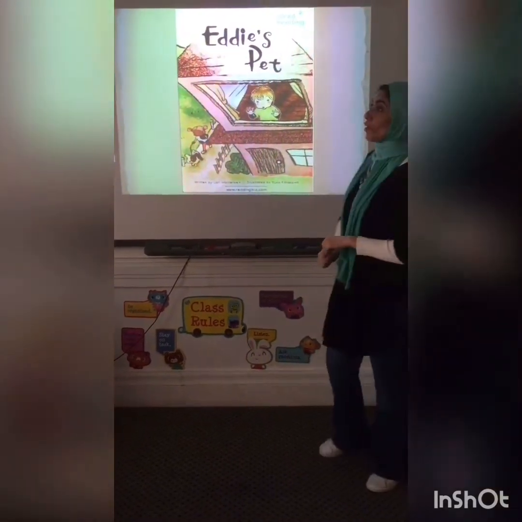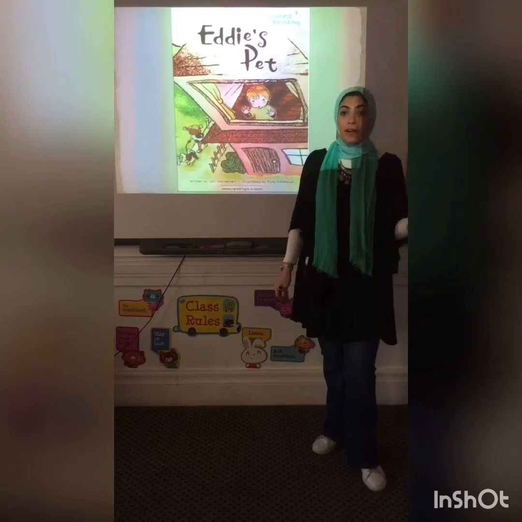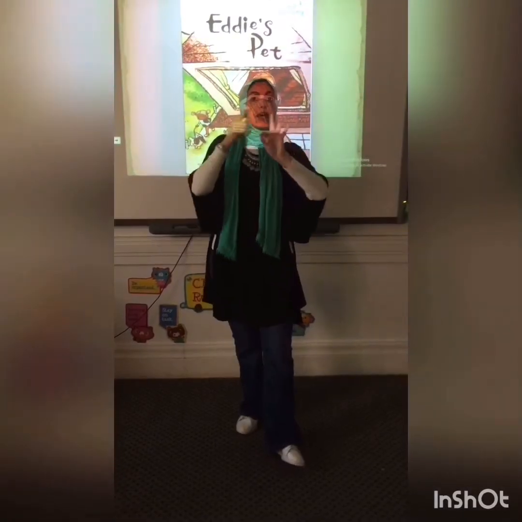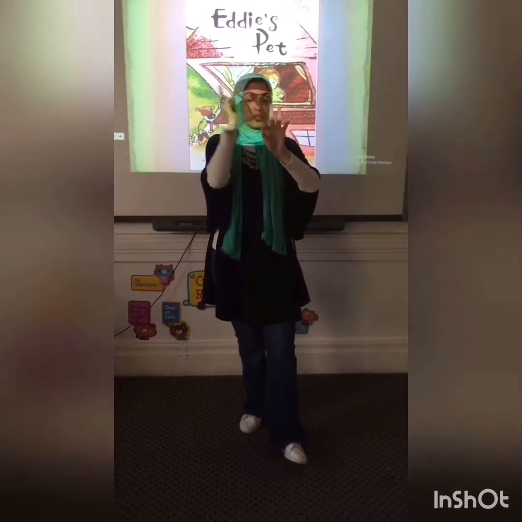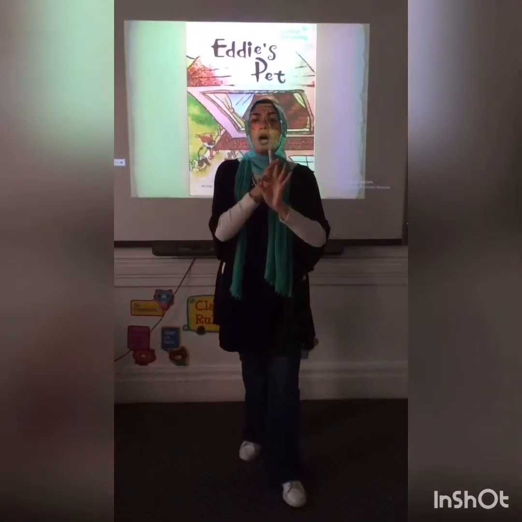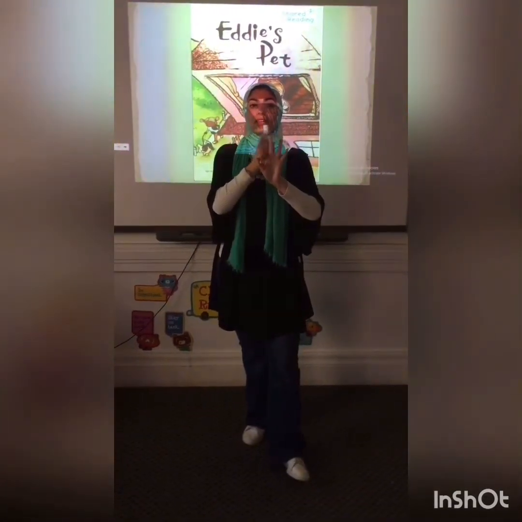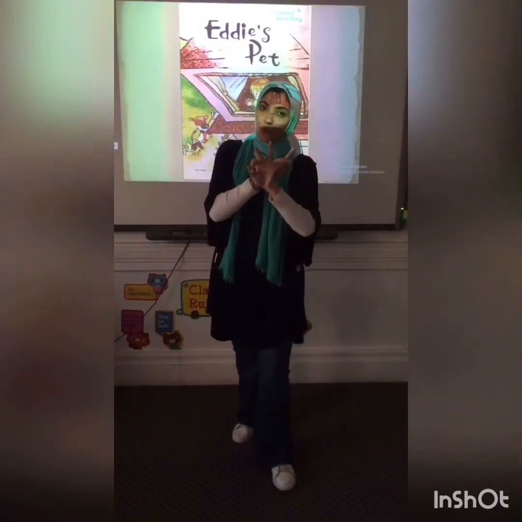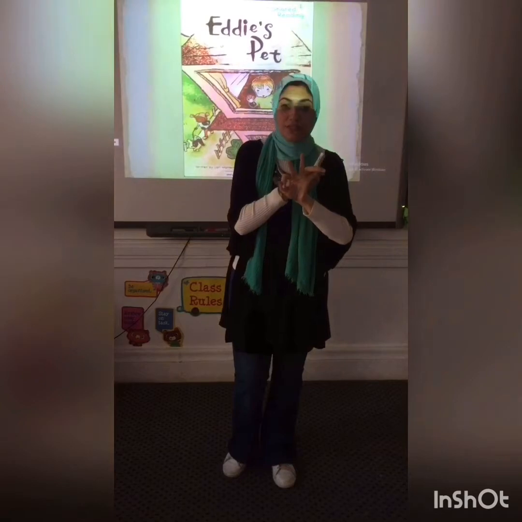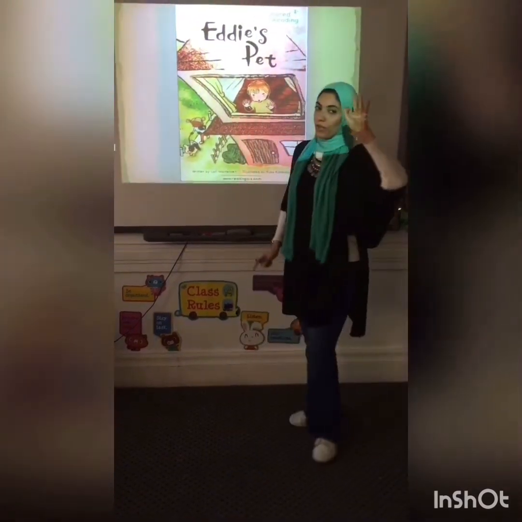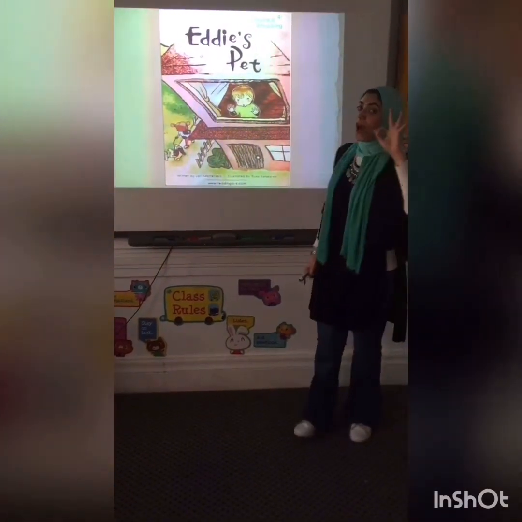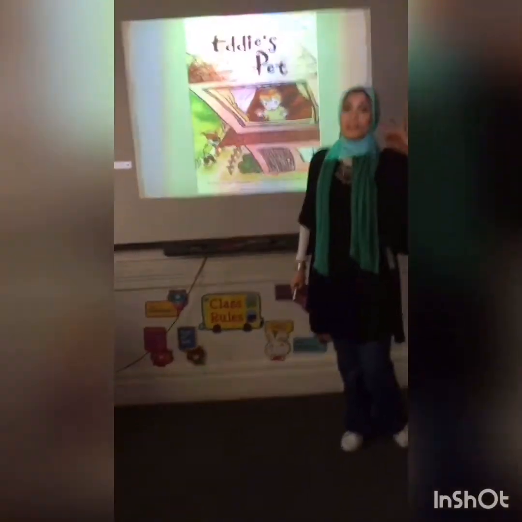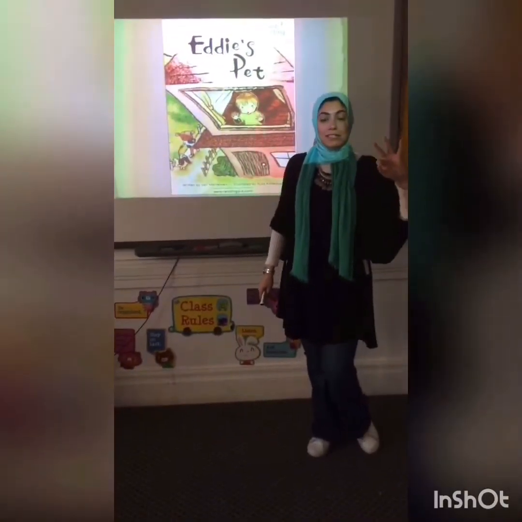But before we start, to find out the problem and solution in any text, we need to ask ourselves 3 questions. Question number 1, who has the problem? Question number 2, what was the problem? Question number 3, how did it get fixed? Again, 3 questions. Who has the problem? Number 2, what was the problem? Number 3, how did it get fixed?